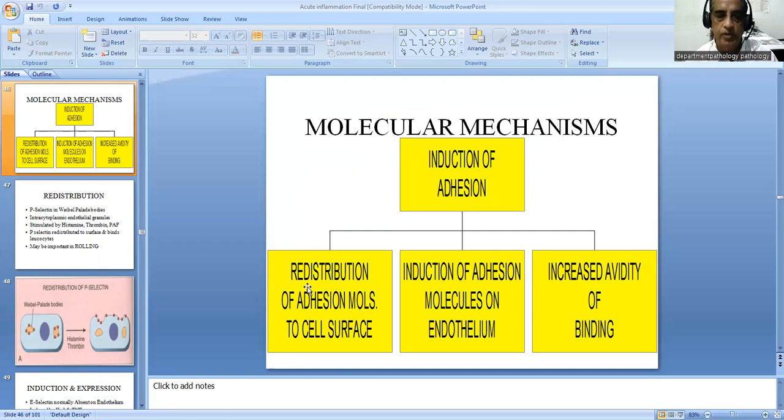So the first mechanism that has been proposed is redistribution of adhesion molecules to the cell surface. Some of the molecules are already present inside the cell, and they come to lie on the cell surface. The second is induction of adhesion molecules on the endothelium. They are being synthesized, sometimes at a low level, and then more numbers are there, with increased expression. And then in some cases, there is increased avidity of binding. It is not necessary that there will be a single mechanism operative. There can be more than one mechanism operative to bring about the adhesion of the cells to the endothelium.